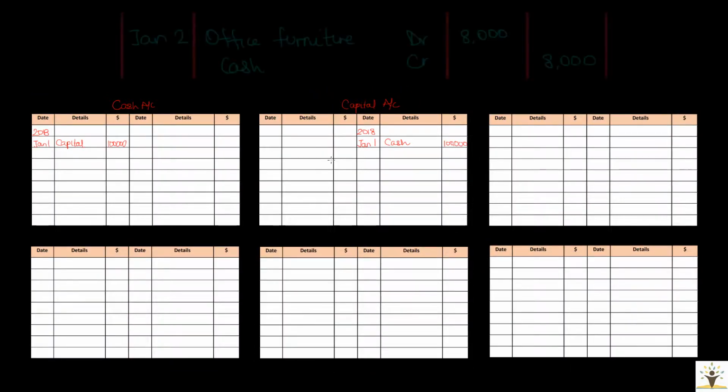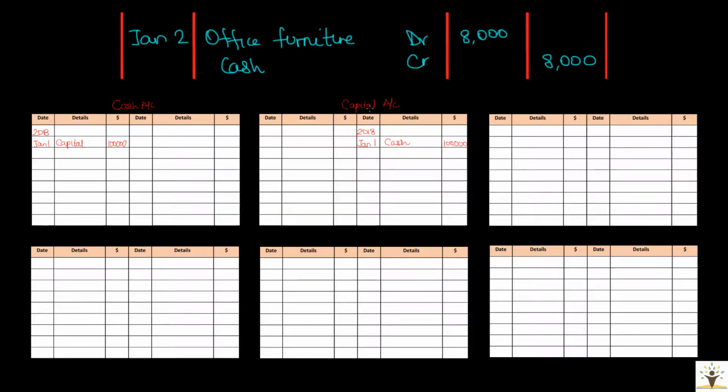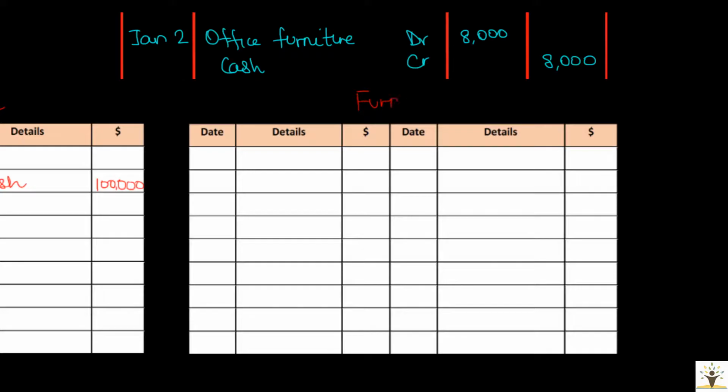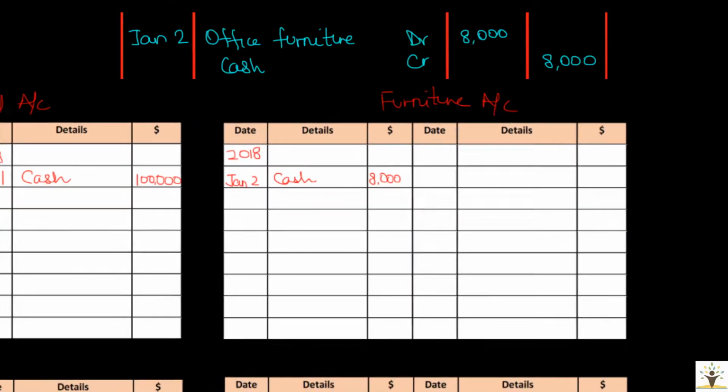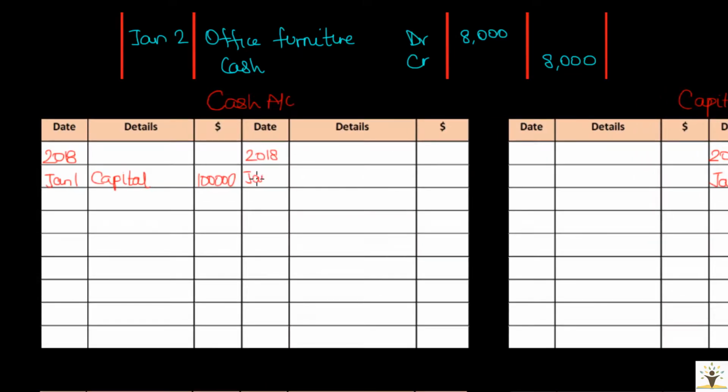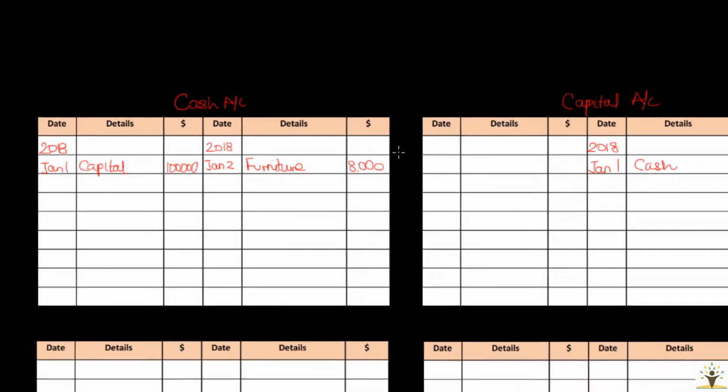Next transaction, furniture is debited and cash is credited. Let us make a furniture account. Go to the debit side of furniture account. Record the date, Jan 2. And details will be the account that was credited, which is cash, 8,000 in the amount column. Second effect will be given in the credit side of cash account. Write on the date, Jan 2. And details will be the account that is debited, furniture, 8,000 in the amount column.